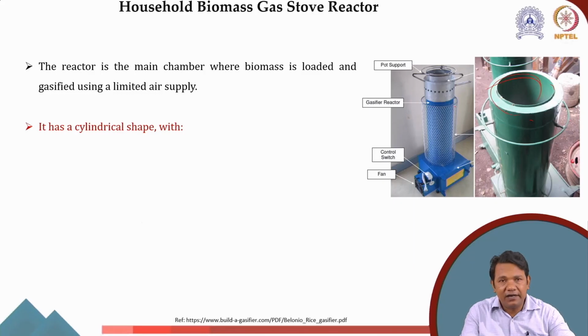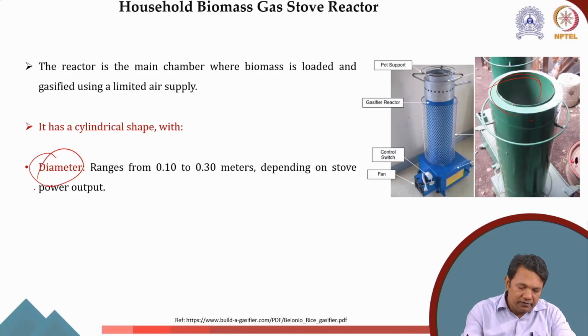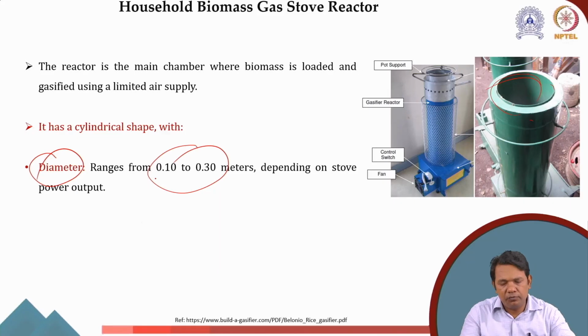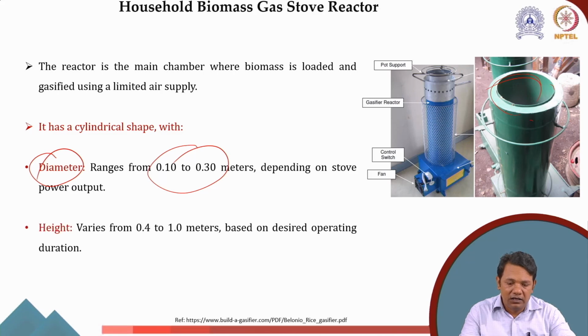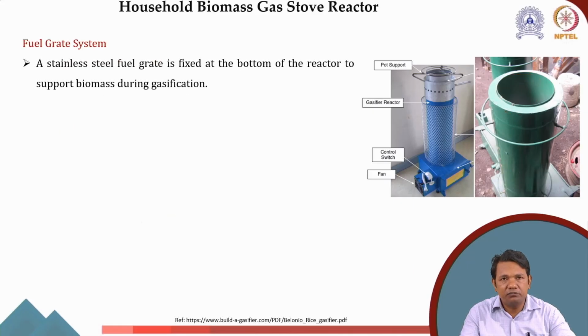You can see this has a cylindrical shape which is much preferred. The diameter of this is usually between 0.1 to 0.3 meters. It also depends on the stove power output that you require, whereas the height varies between 0.4 to 1 meter based on the desired operating duration. The more the height, the more biomass you can fill, and then for a longer run, you can use it for a long period of time. Similarly, we have the fuel grate system. So it's a stainless steel grate.